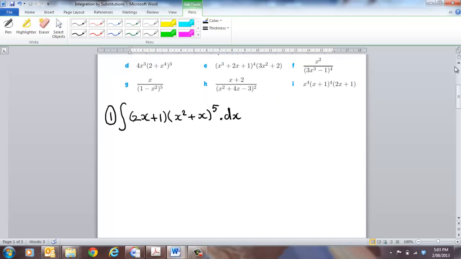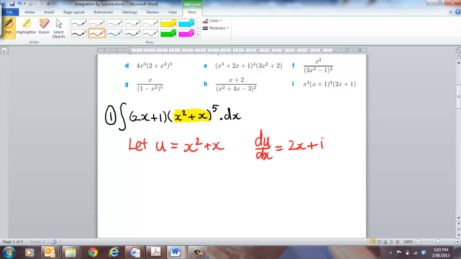Now, the key thing is, the main function that we're looking at is the thing in here that we need to make our u value. Right? So it's either the something that's to the power of something. So our first step will be to say, let u be equal to x squared plus x. Alright, so in terms of that, I need to find my du dx. And that's simply going to be the derivative of that, so that's 2x plus 1.